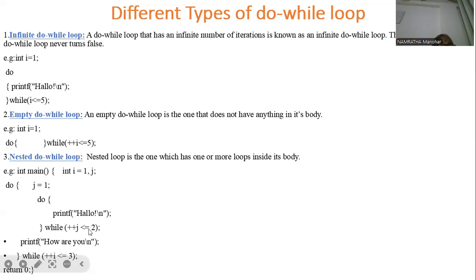So once it is incremented, printf how are you, it is saying. Now, while ++i is less than or equal to 3. So here i was initially 1, ++i becomes 2. i is less than or equal to 3. So again, it will print how are you, right? Now, it will print how are you again, it increments i. When i becomes 3, then it will stop this loop condition, right? So this is how nested do while loops are used.